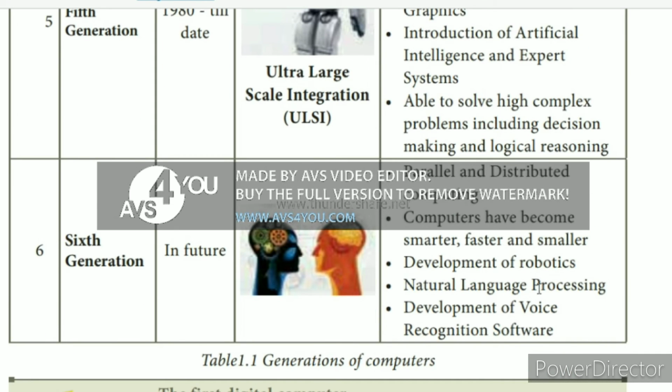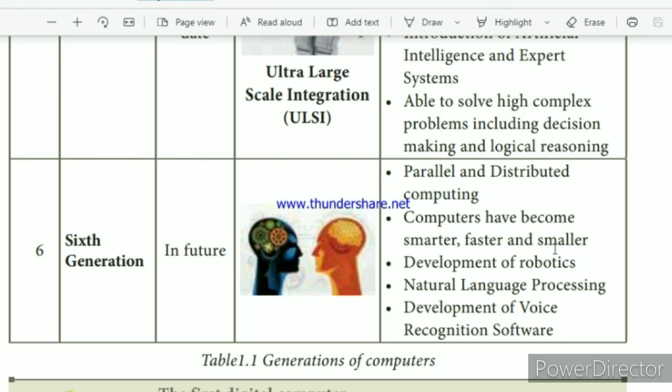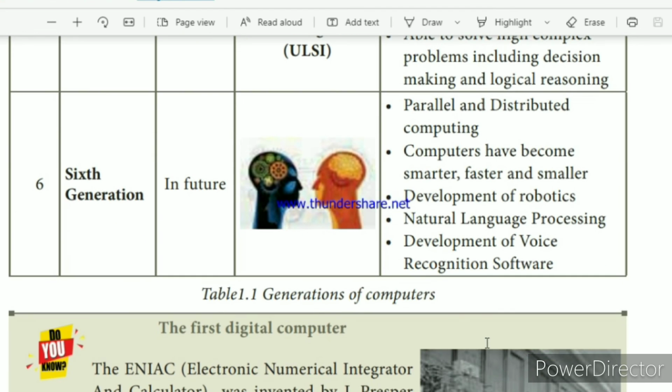The last one, sixth generation computer. It is assumed that in future it is going to simulate entirely human behavior based on logical thinking, mimicking a human brain entirely. Here parallel processing and distributed computing concepts should be enhanced. Computers have become smarter, faster, smaller. Development of robotics, natural language processing, and voice recognition software.